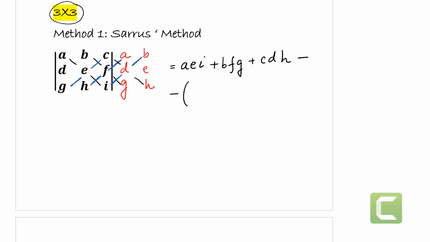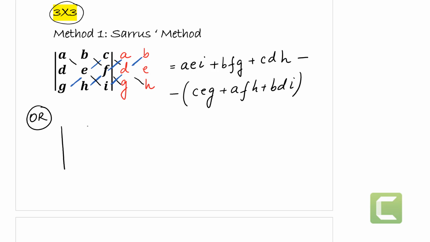So CEG plus AFH plus BDI. So all you have to do once you have numbers in here, you actually open up the parentheses and you compute that.